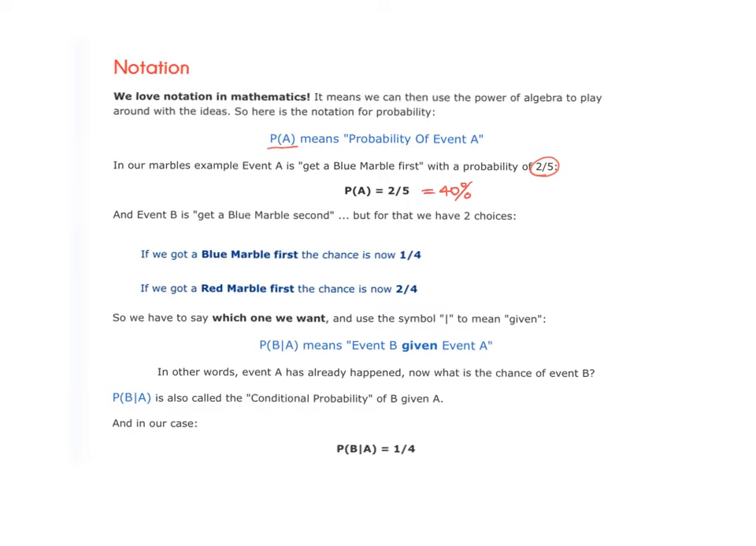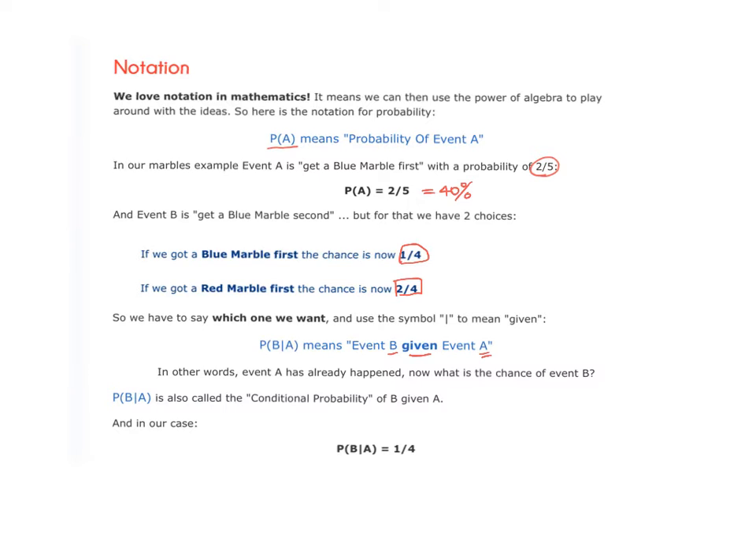And event B is to get a blue marble the second time. But for that, we have two choices. If we got a blue marble first, the chances now is 1 in 4, right? And if we got a red marble first, then we have a 2 in 4 chance, a slightly higher chance to get the blue. So we have to say which one we want using the symbol of this straightforward bar, meaning given. So probability of B given A means event B given event A.